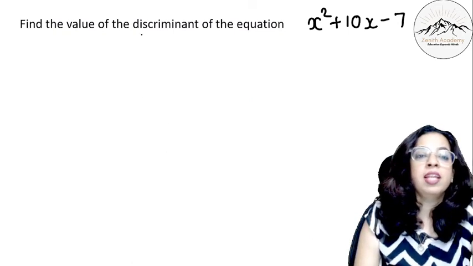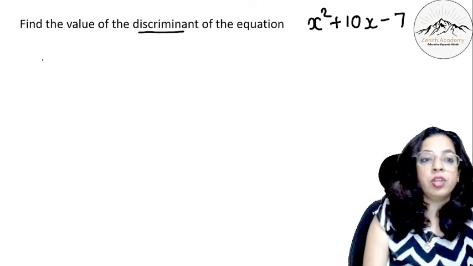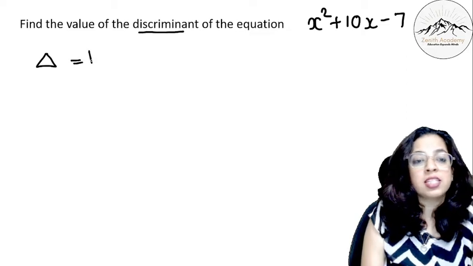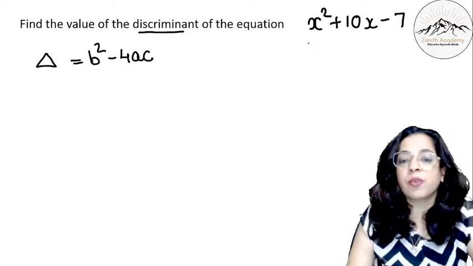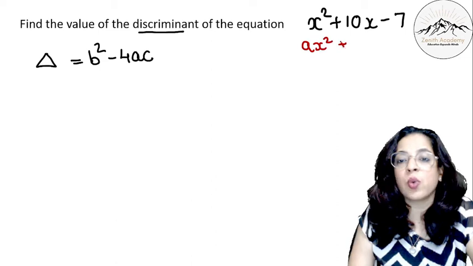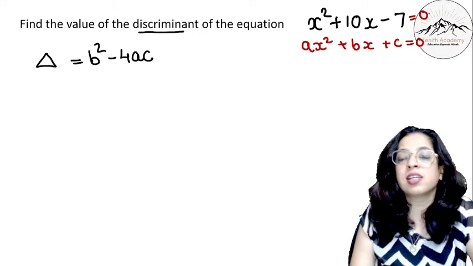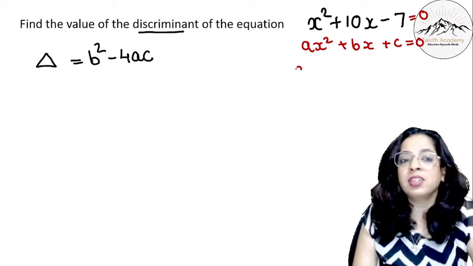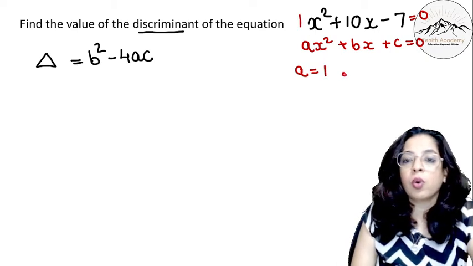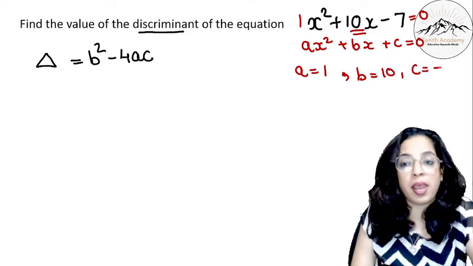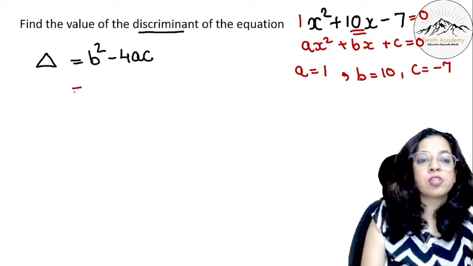So see, find the value of discriminant of this equation. We know what is discriminant. Discriminant is equal to b square minus 4ac. Okay, now on comparing this equation with the standard, that is ax square plus bx plus c is equal to 0. By comparing it with the standard, what is a? A is here 1. Okay, what is b? B is here 10 and c is equal to minus 7. So we put those values here.